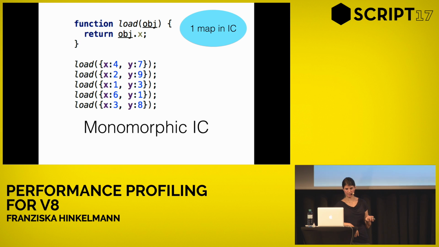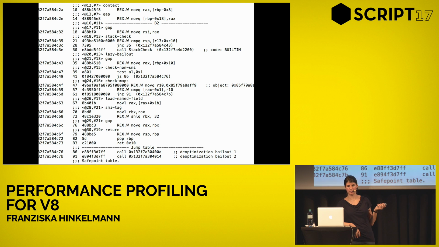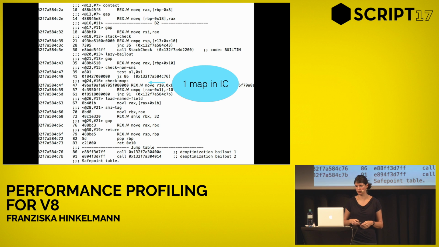So in this example here, where I always called load with the same kind of objects, it's monomorphic because there's one map in there, and when we were looking at the machine code, there was one single map check in there because I only have one entry in the cache that I need to compare against.